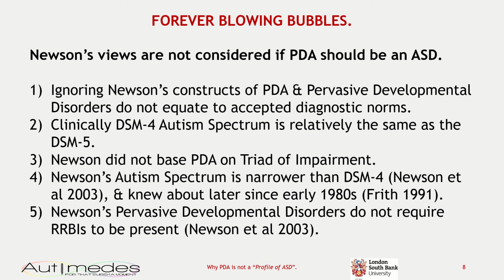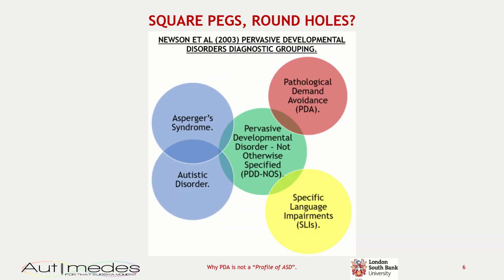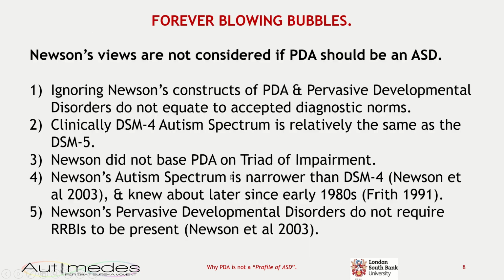I'm specifically referring to specific language impairments. Those are basically only if you have issues in certain aspects of communication. So we already know from this that Neeson's views and construction of the pervasive mental disorders diagnostic grouping is not the same as what's in the DSM-4.